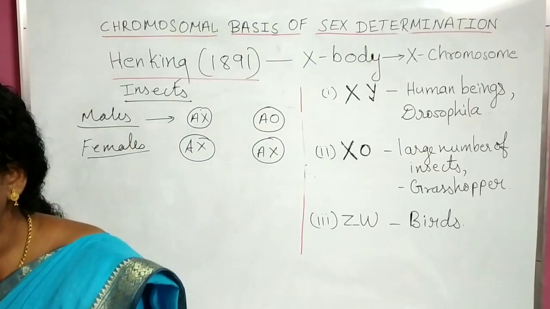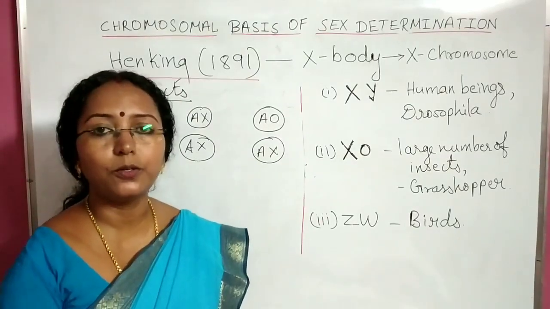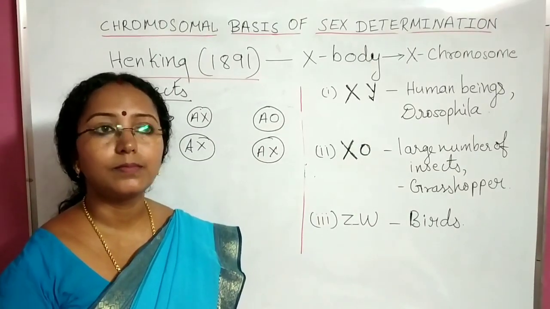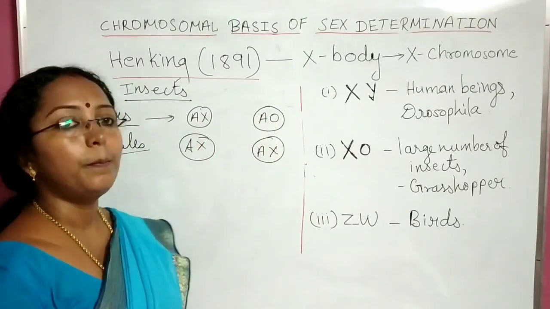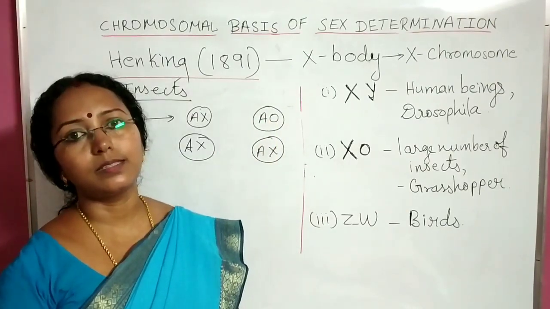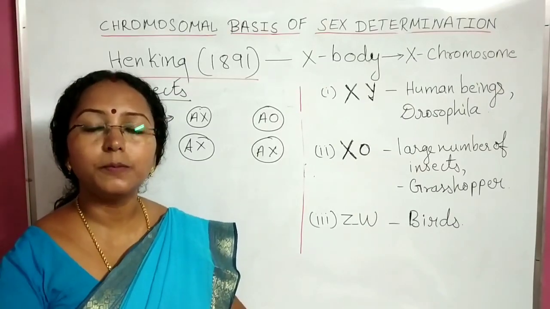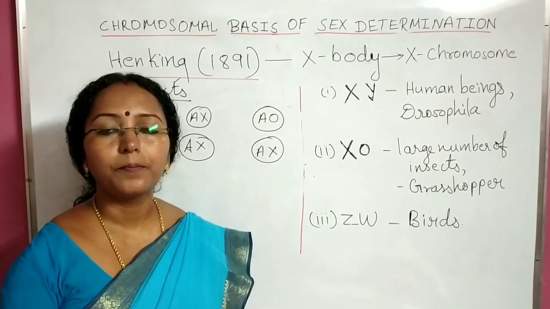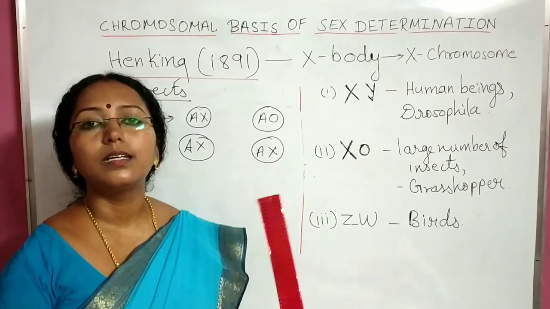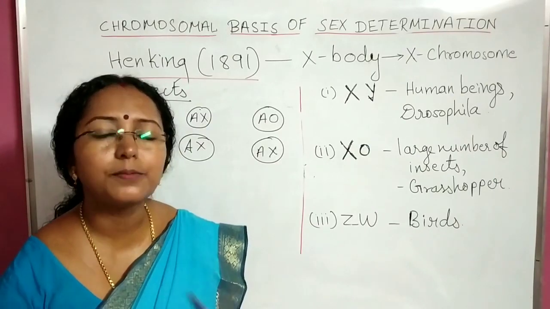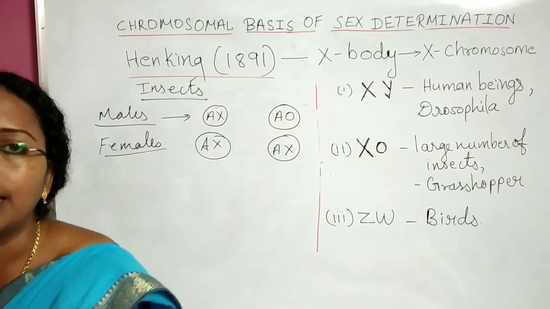So in this case, there is no Y chromosome. Then what is determining the sex? It is the X chromosome. Presence or absence of X chromosome is determining the sex. If X chromosome is present in both the gametes, it is female. If it is absent in a gamete, it is male. Cross and let us understand.